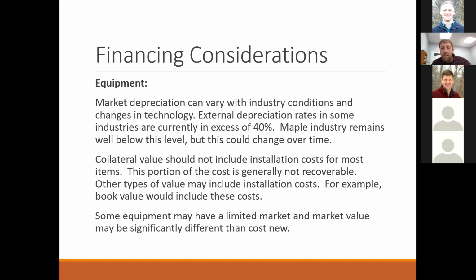One thing to remember is that some equipment might have a limited market and market value might be significantly different than cost new. I'm thinking very large equipment. You might only have 10 producers in the whole United States that are using some of this very, very large new equipment. How is that going to impact the value if you had to sell this?